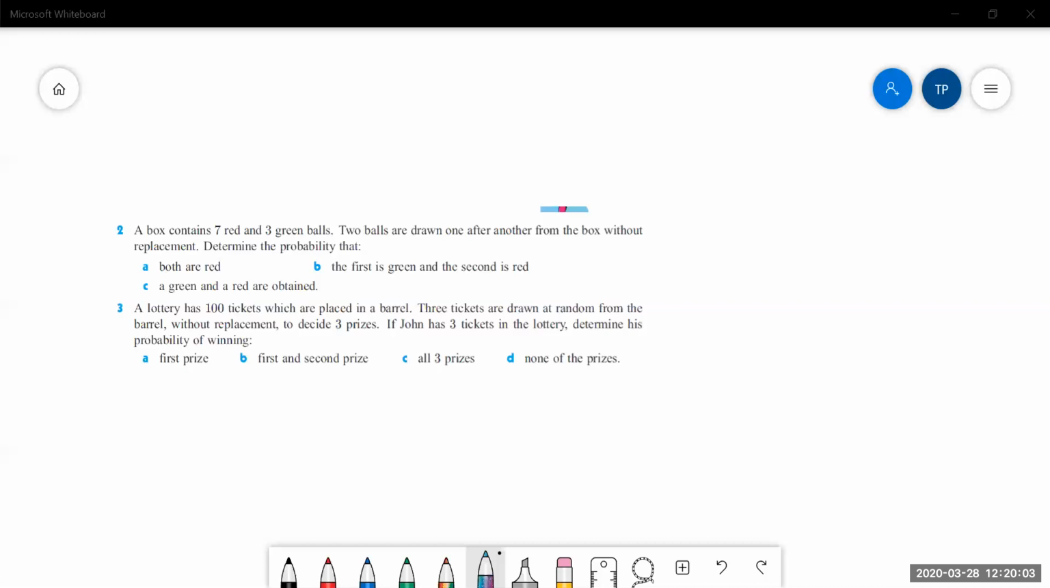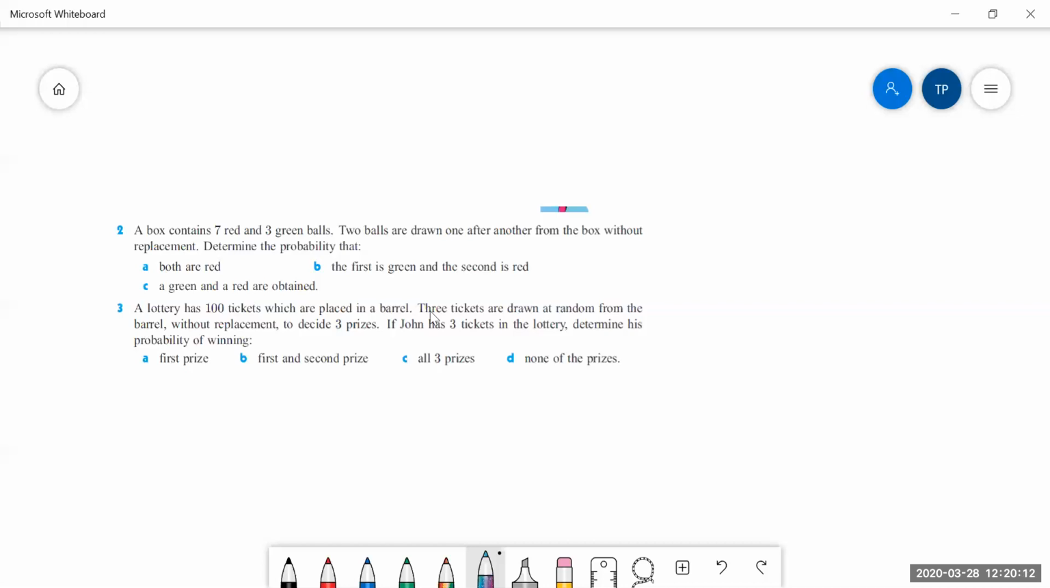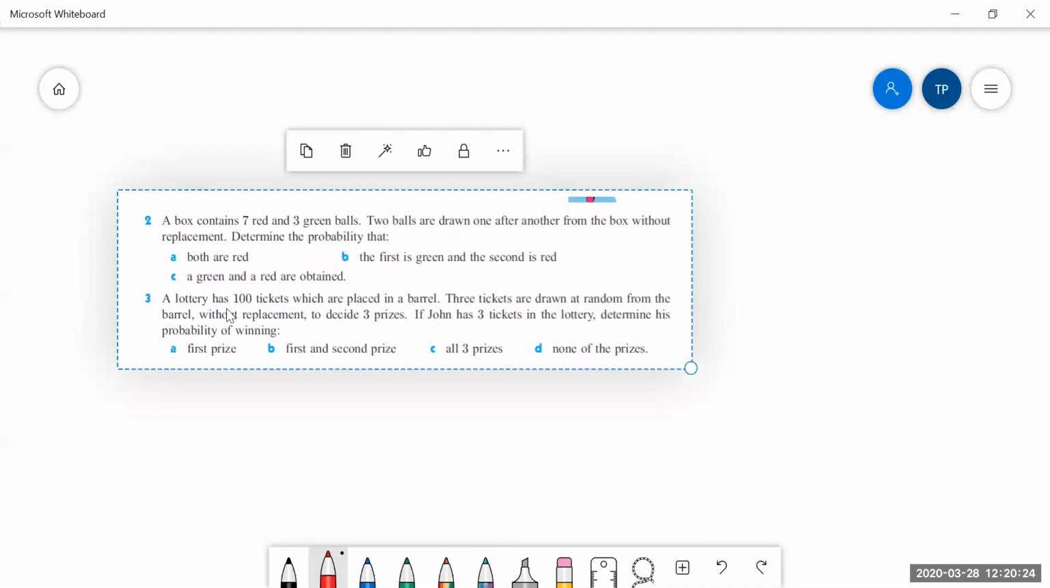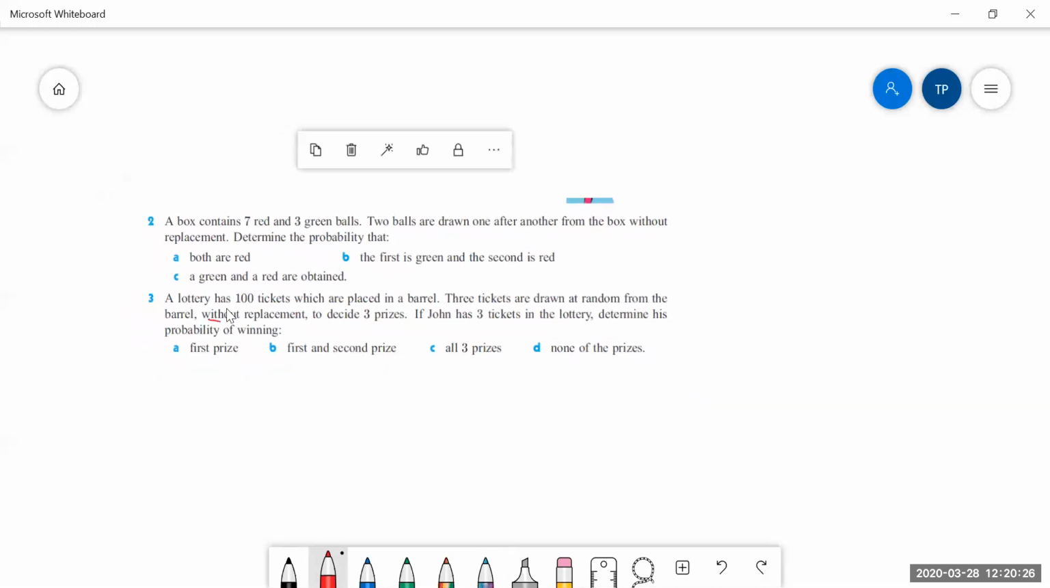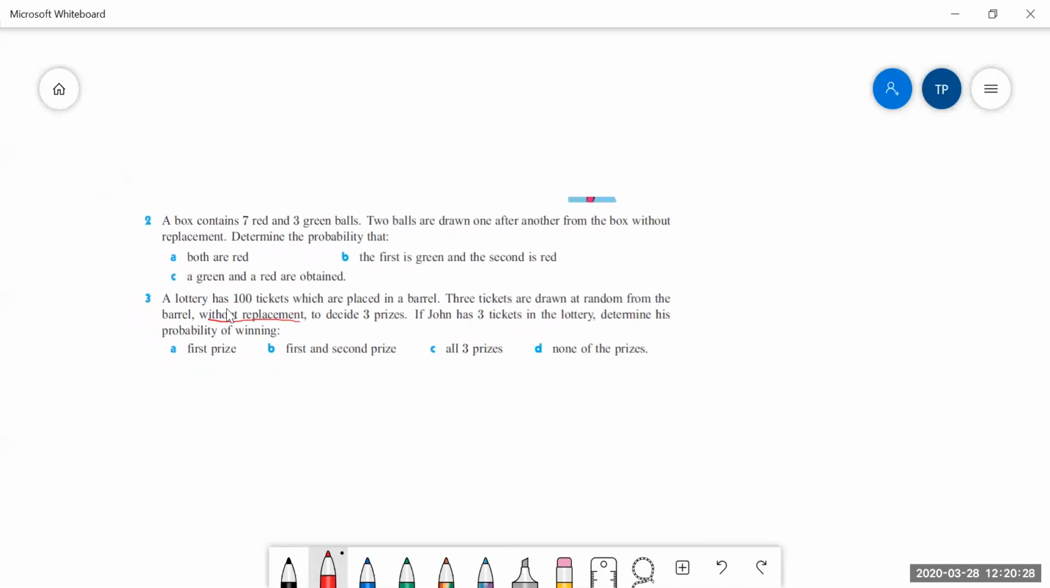I don't quite understand how they're phrasing the question, like question 3. Okay, wait. Let's see. A lottery has 100 tickets. 3 tickets are drawn at random without replacement. Very important key point: without replacement. To decide 3 prizes. If John has 3 tickets in the lottery, determine his probability of winning the first prize.